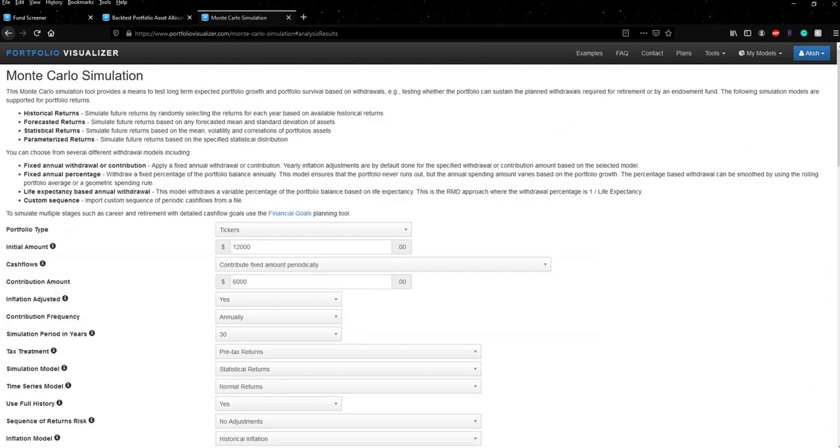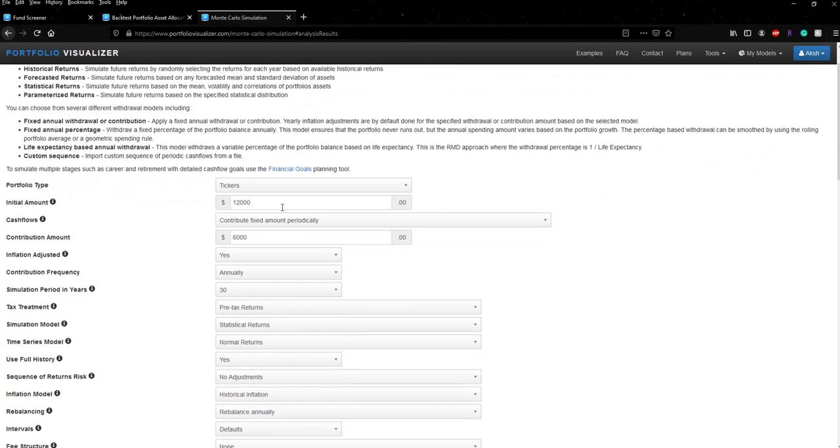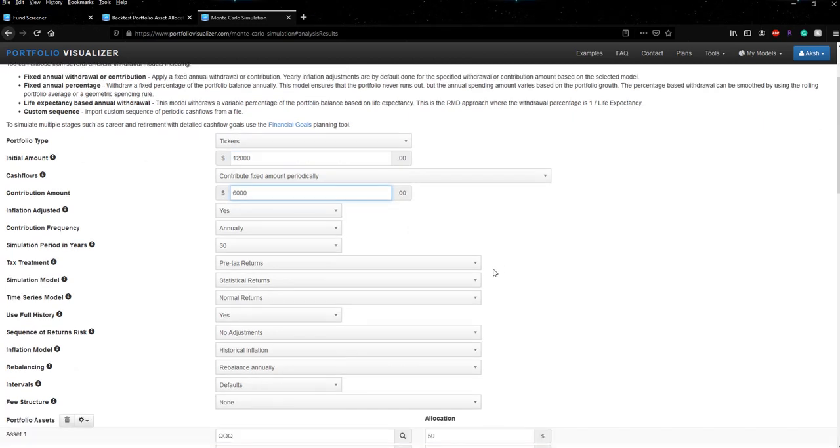So now let's forecast how the portfolio is expected to do using Monte Carlo simulations. So initial amount is $12,000. You're going to be contributing $6,000, and this is a sample Roth IRA that I'm doing. However, you could do it for your different portfolio, different contribution annually, different contribution by different years.